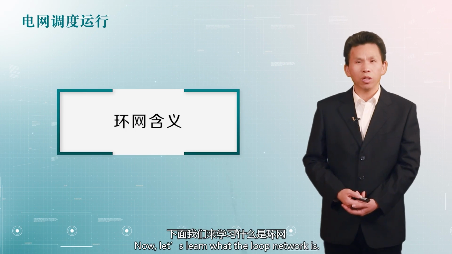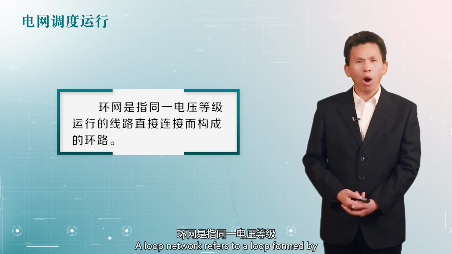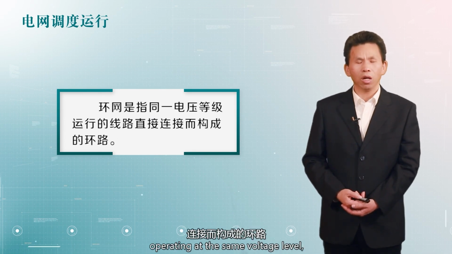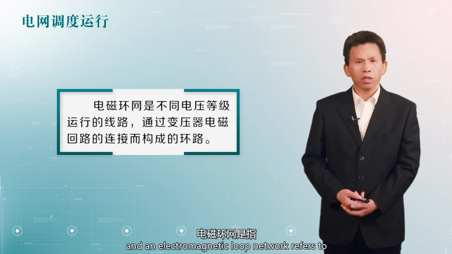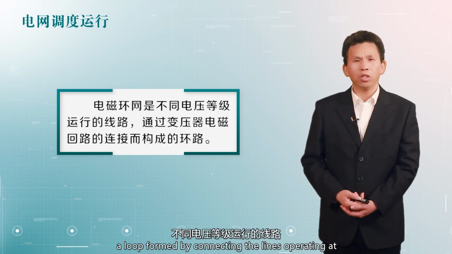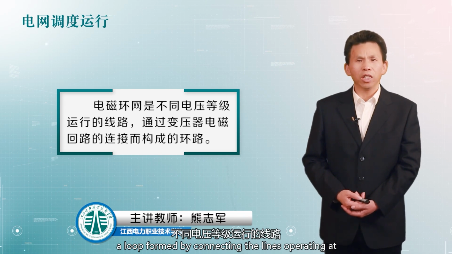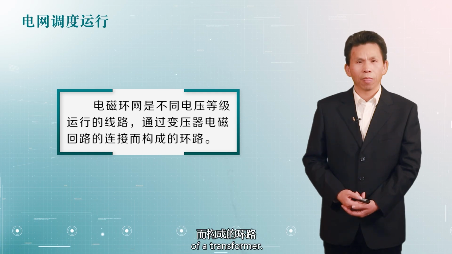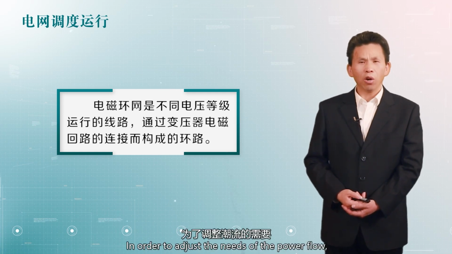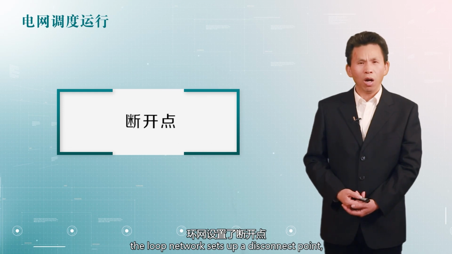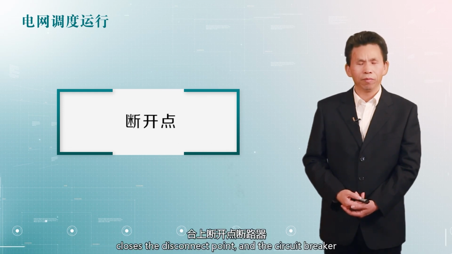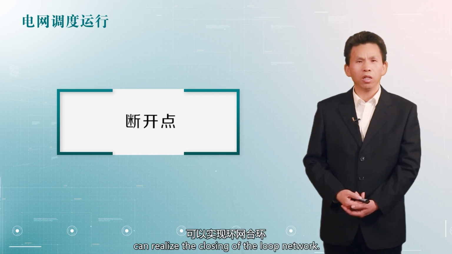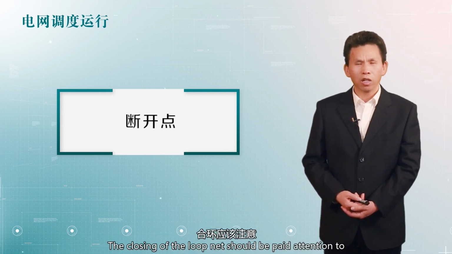Now, let's learn what the loop network is. A loop network refers to a loop formed by directly connecting the lines operating at the same voltage level, and an electromagnetic loop network refers to a loop formed by connecting the lines operating at different voltage levels through the electromagnetic circuit of a transformer in order to adjust the power flow. The loop network sets up a disconnect point, and closing the disconnect point's circuit breaker can realize the closing of the loop network.